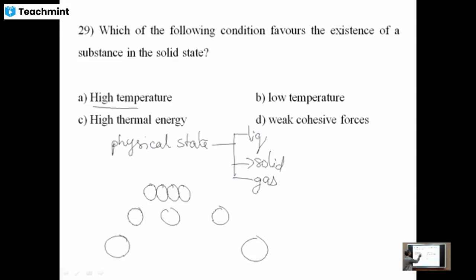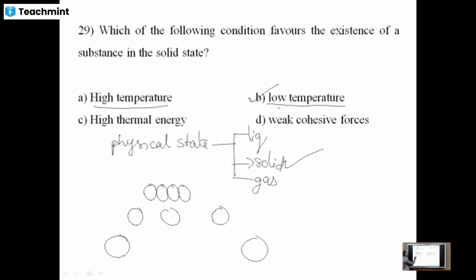Now, at high temperature, which physical state is favored? We know when temperature is increased, kinetic energy of the particles increases, mobility increases, that leads to the gaseous state. Whereas low temperature leads to a decrease in kinetic energy, particles start to aggregate together so that it leads to formation of the solid state. Therefore, low temperature favors the existence of the solid state.